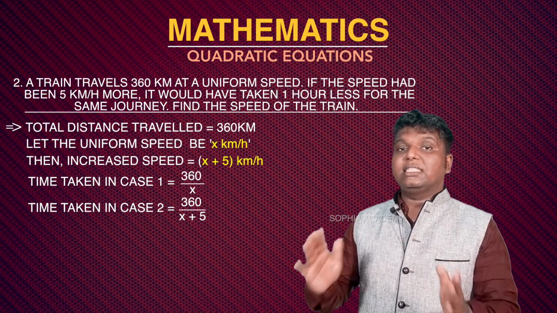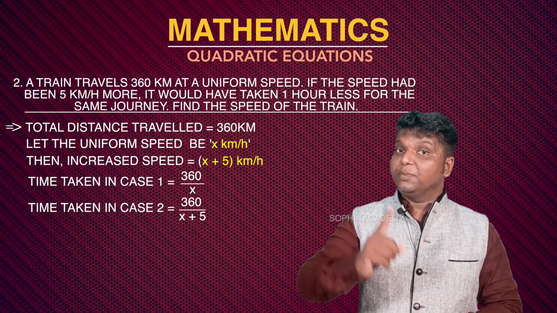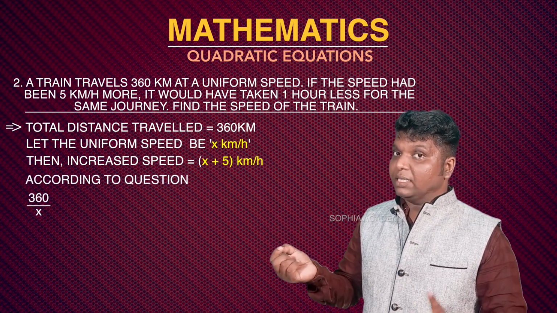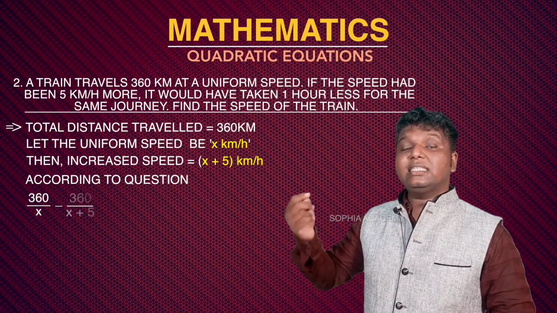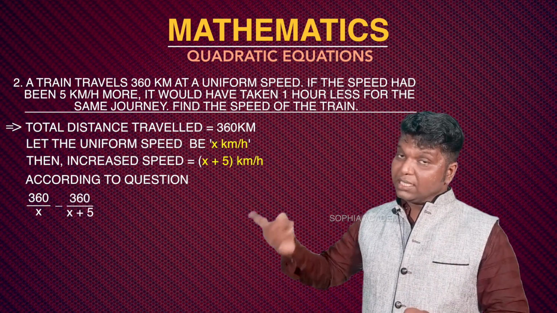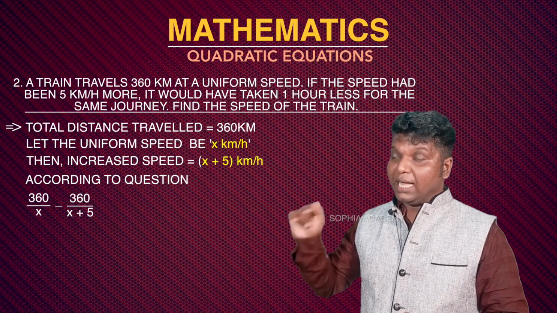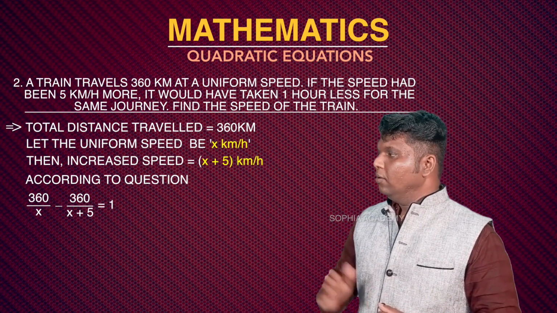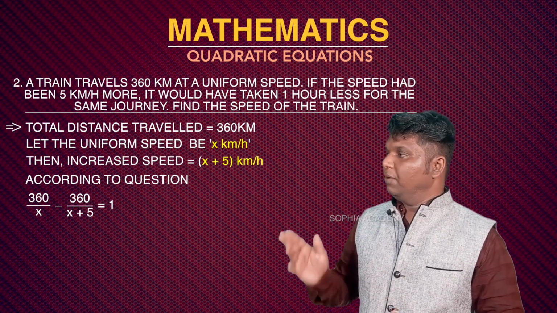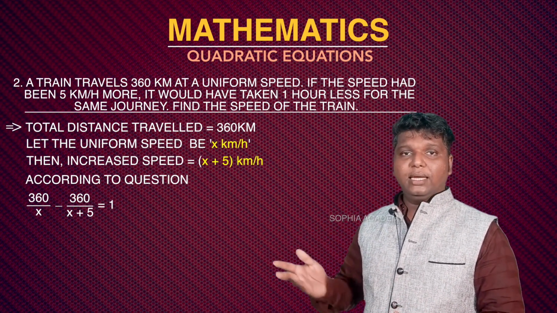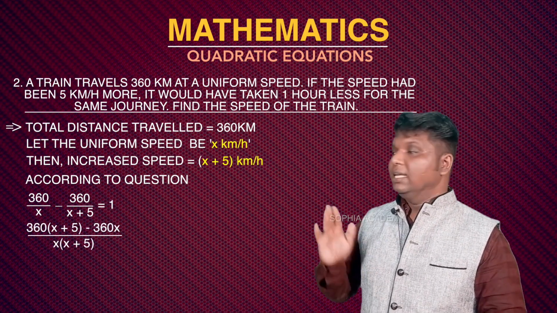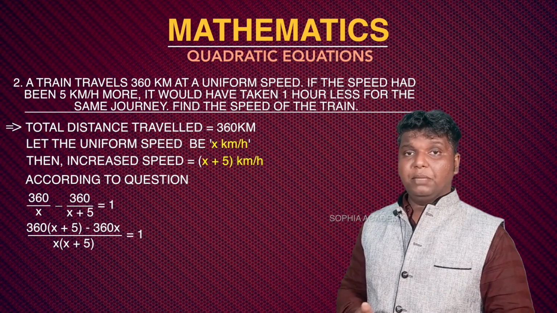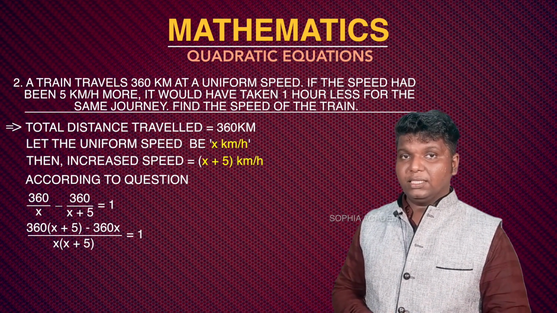And the difference between this time is 1 hour. So according to the question, we write 360 divided by x, the time taken for the first journey, minus 360 divided by x plus 5, the time taken for the second journey when the train increases the speed, is equal to 1 hour. Now there is a fraction, so let us take the LCM. LCM will be x into x plus 5. Solving that, you will get 360 into x plus 5 minus 360x divided by x into x plus 5 is equal to 1.